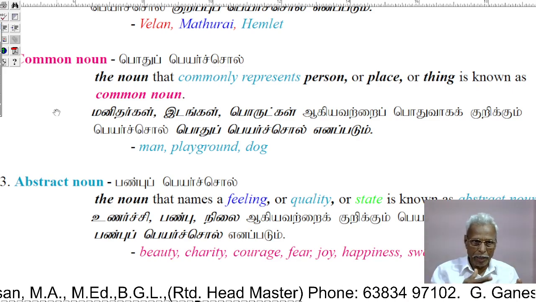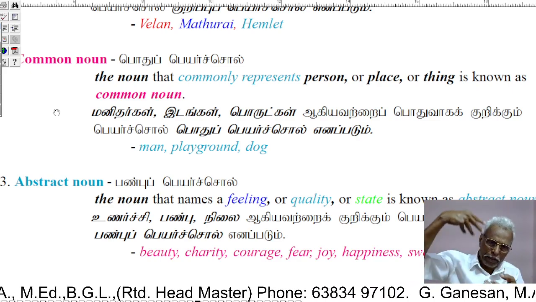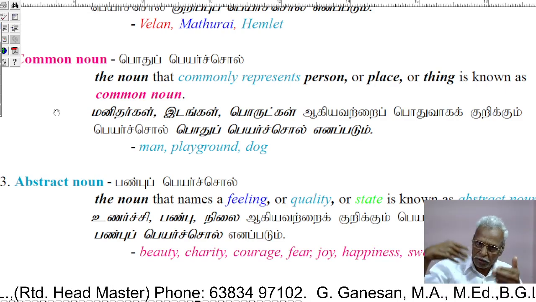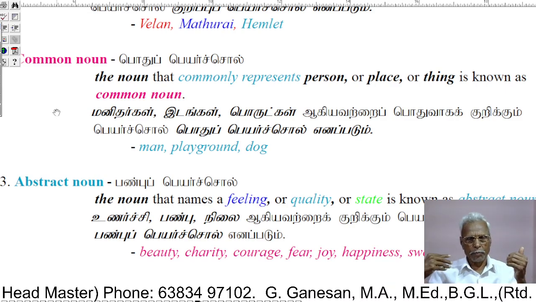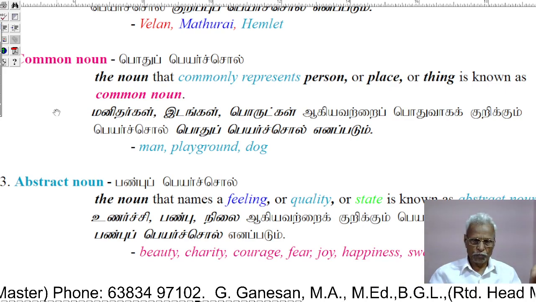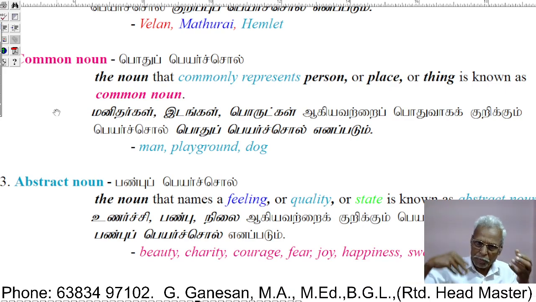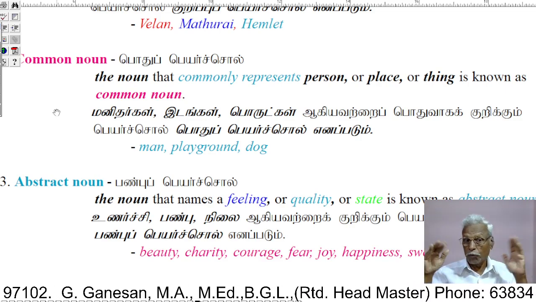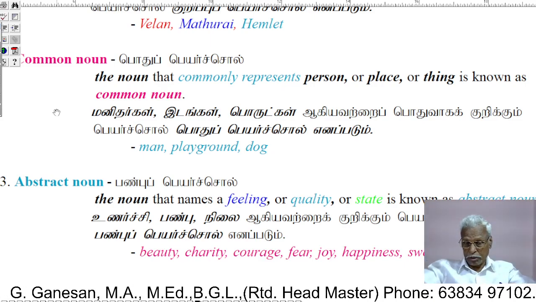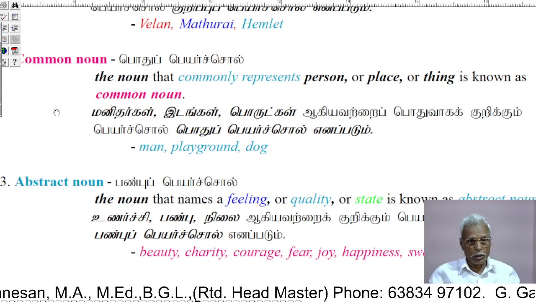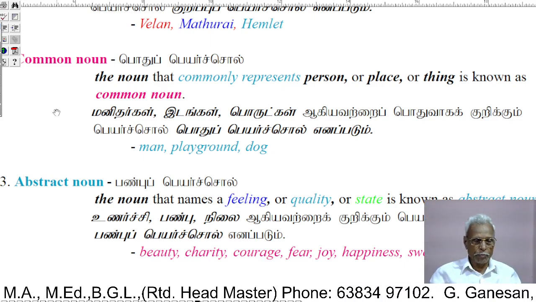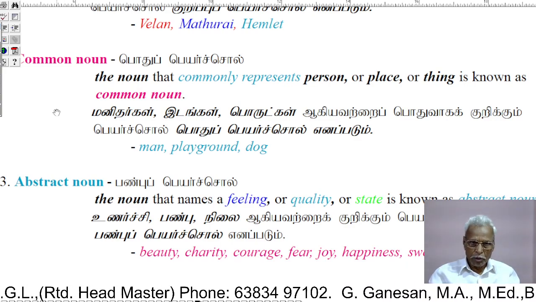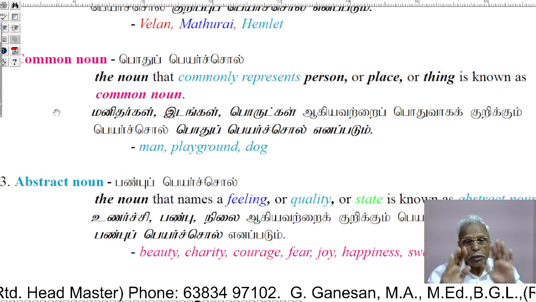Example: man. Man represents the whole of humanity. Then playground. The playground represents all sorts of playgrounds. Then dog. It represents all the varieties of dogs. If we say animals, that would represent all the animals from the very smallest animal to human beings. So we have to say dog.